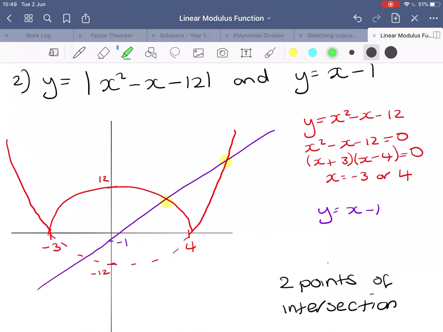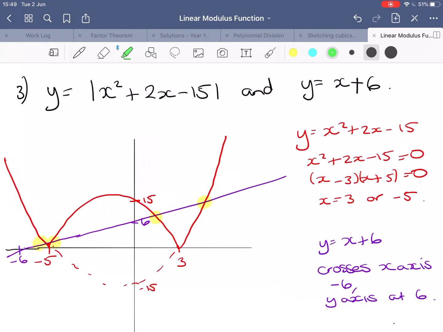Right, next one. So again, y equals the modulus of x squared minus x minus 12. Think about what that quadratic would look like. Reflect anything below the x-axis, above the x-axis. Then you've got y equals x minus 1. And in this case, there's only 2 points of intersection.